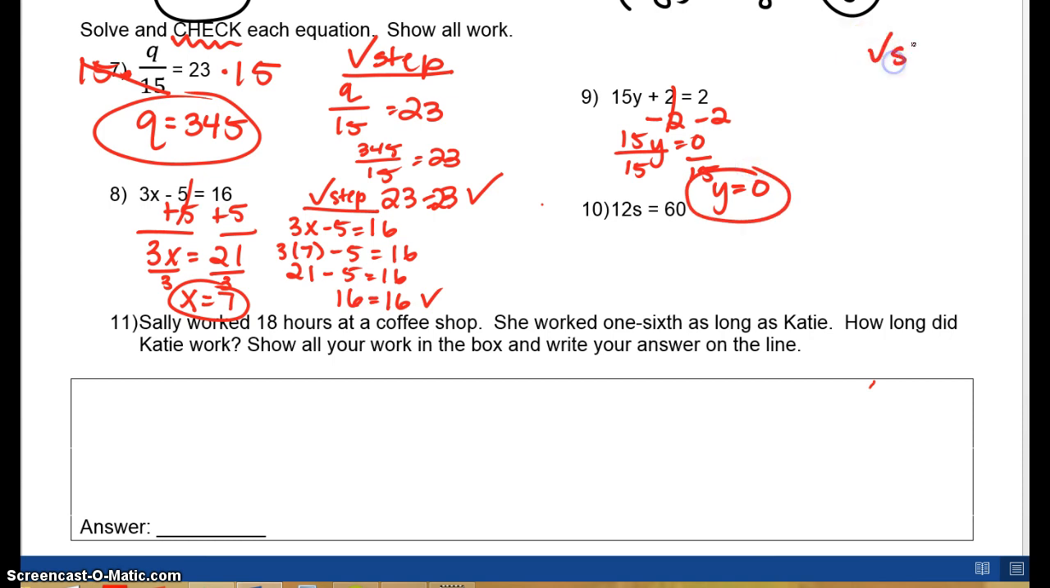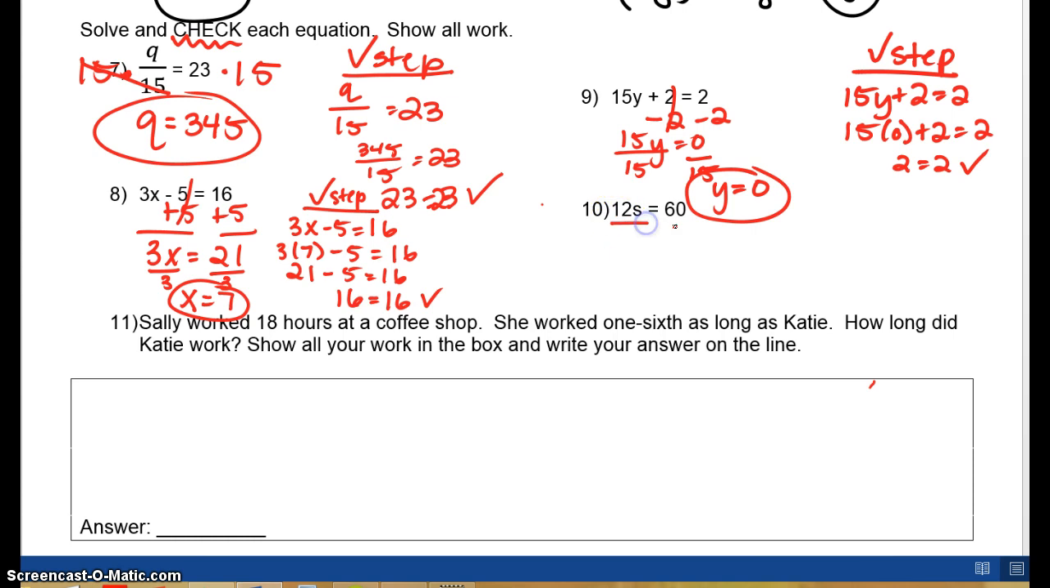Now we have to do our check step to make sure that is correct. So again, rewrite our original problem. Plug in what we got our variable to be, which in this case was 0. And 2 equals 2, so we are correct there.